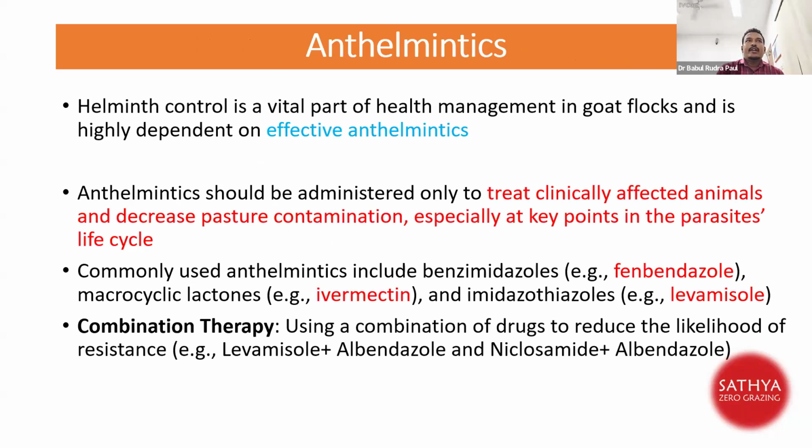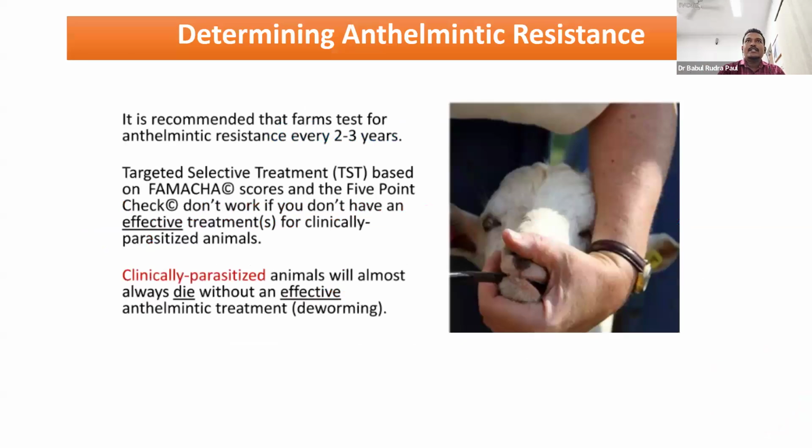If we see the anthelmintics, because this parasitic gastroenteritis is common in field conditions, we have to treat clinically affected patients and decrease pasture contamination, especially at the key points of the parasitic life cycle. There are different groups of anthelmintics commonly used: fenbendazole, ivermectin, levamisole, and other commonly available anthelmintics. In general, we go for a combination therapy, that is levamisole, albendazole, niclosamide, to prevent resistance. The main problem is the resistance.